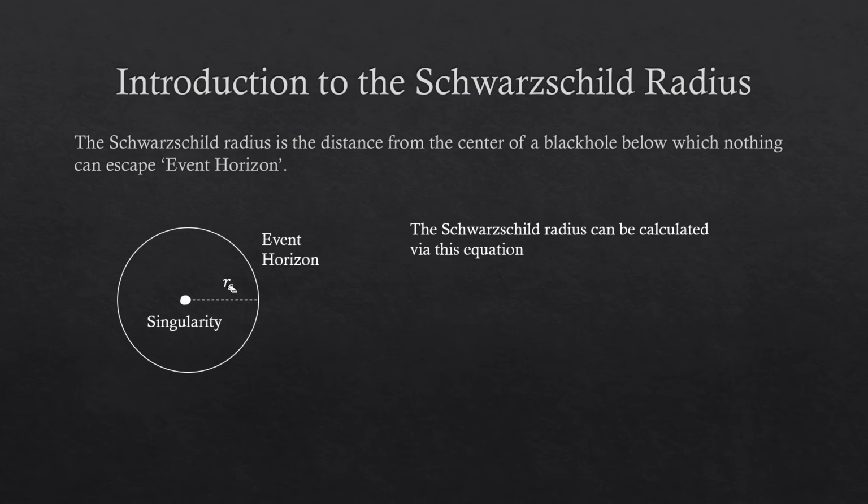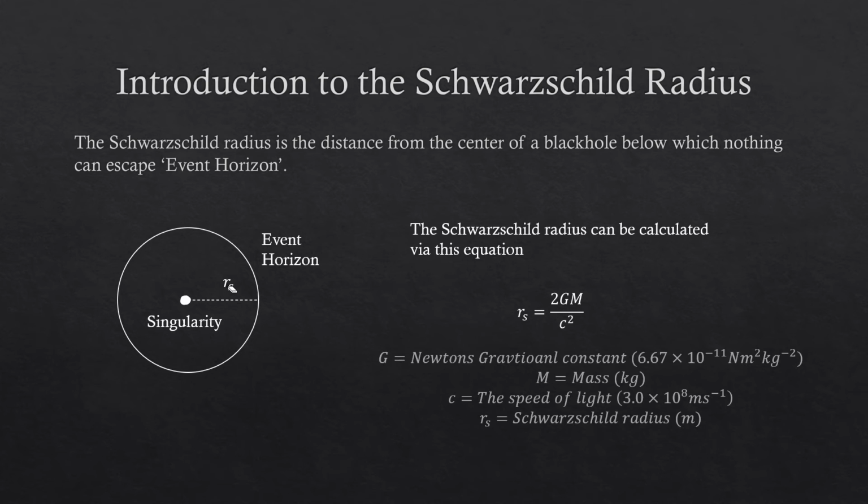So the Schwarzschild radius can be calculated via this equation we've just derived. The Schwarzschild radius is twice the gravitational constant times mass, all over the speed of light squared. Newton's gravitational constant is 6.67 times 10 to the negative 11 newton meters squared per kilogram squared. M is mass, given in kilograms. c is the speed of light, which is 3.0 times 10 to the 8 meters per second, and R is the Schwarzschild radius. I put a little s there for subscript to indicate Schwarzschild radius rather than just radius, and it's given in meters.